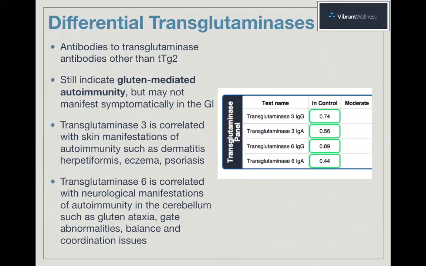The differential transglutaminase panel is perhaps one of the most illuminating panels for many patients because it can detect autoimmune reactions to gluten that are not celiac or have not yet become celiac. Gluten is still the trigger for these autoimmune reactions, but they manifest symptomatically differently than autoimmunity in traditional celiac disease. Transglutaminase 3 is correlated with skin manifestations of autoimmunity such as dermatitis herpetiformis, eczema, and psoriasis. And transglutaminase 6 is correlated with neurological manifestations of autoimmunity in the cerebellum, such as gluten ataxia, gait abnormalities, balance, and coordination problems.